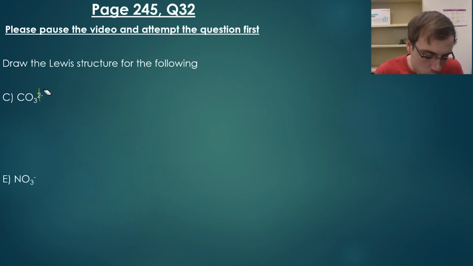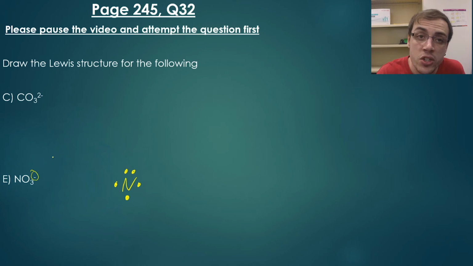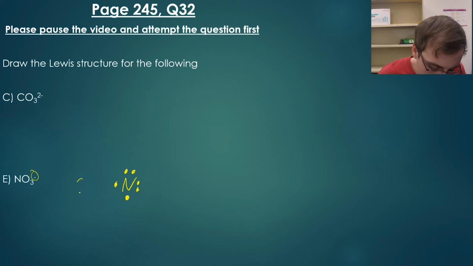Now, if we look at our next one, NO3-, we follow the exact same rules and procedure in order to identify its Lewis structure. So nitrogen. Nitrogen again has 5 valence electrons in its outermost shell. But again, the trick is that we have this little minus symbol. So that means that there is an extra valence electron within nitrogen. Now we have our 3 oxygens over here.